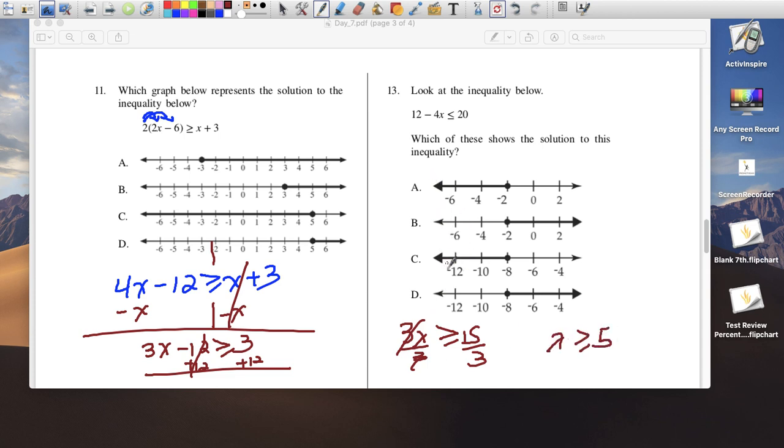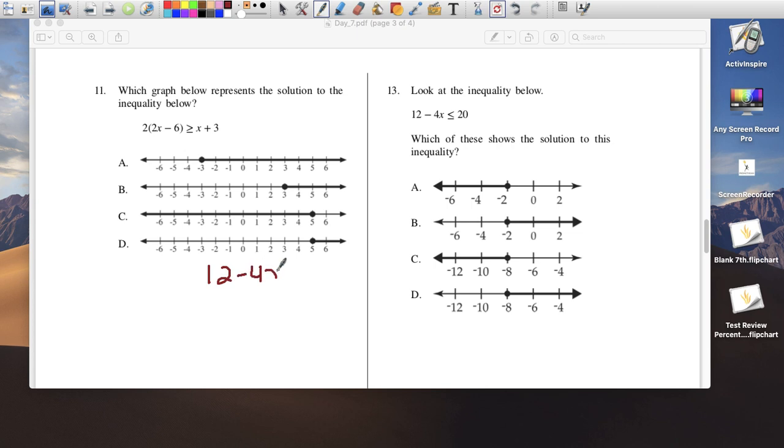So is there one that looks like that? Greater or equal, so it definitely has to point that way. The number in question is 5. We're going to shade the 5 and point it that way. So it's D. Same thing here.